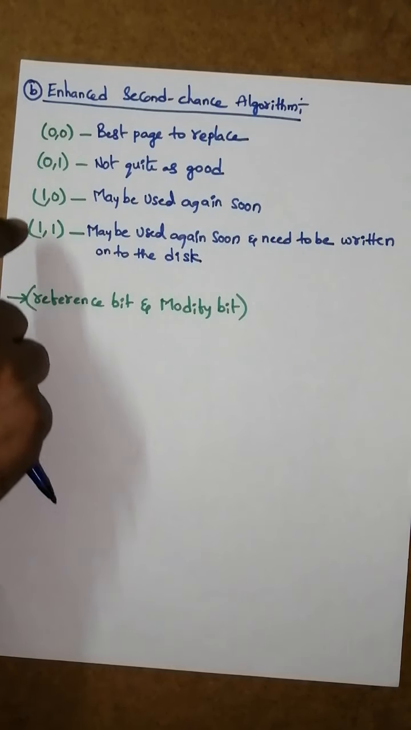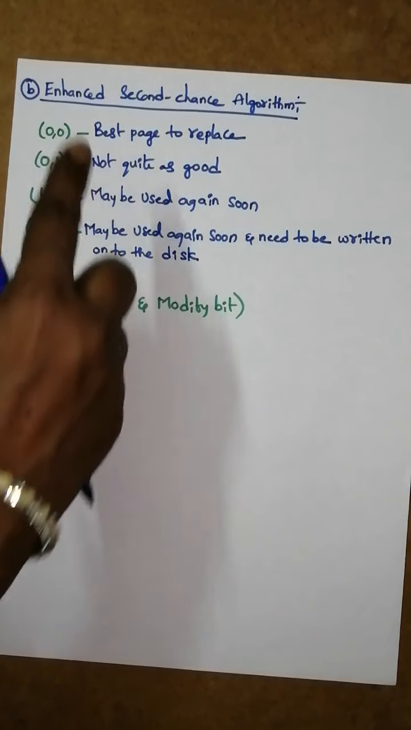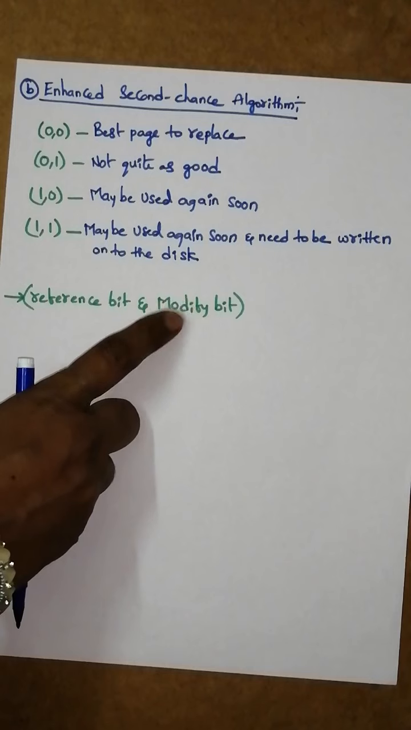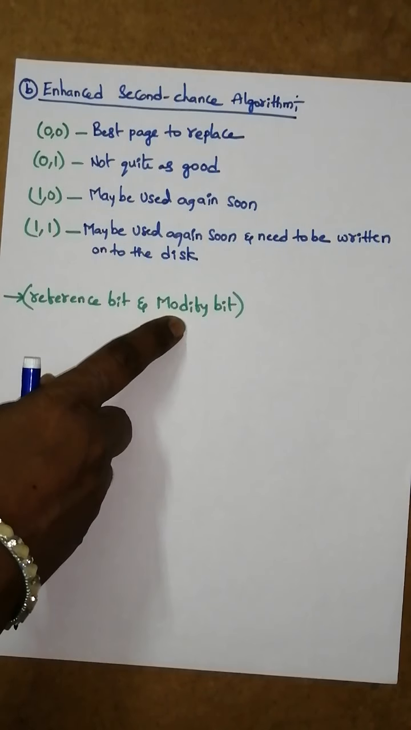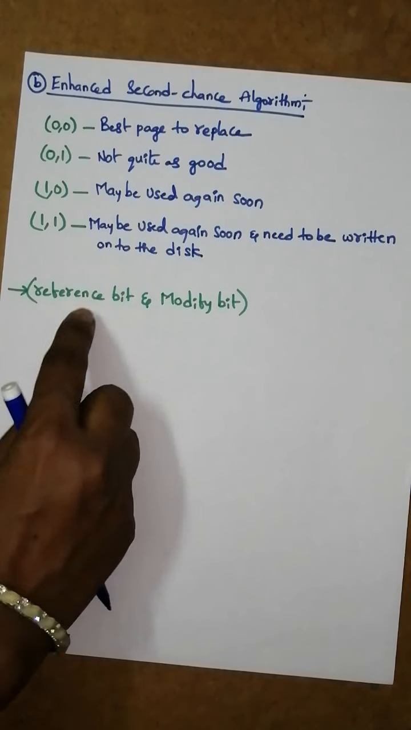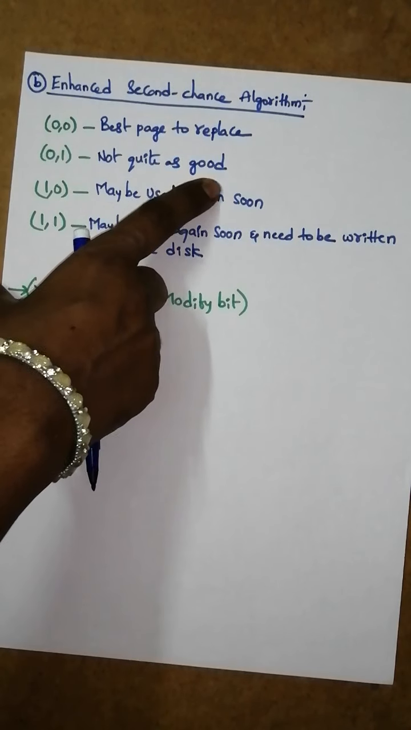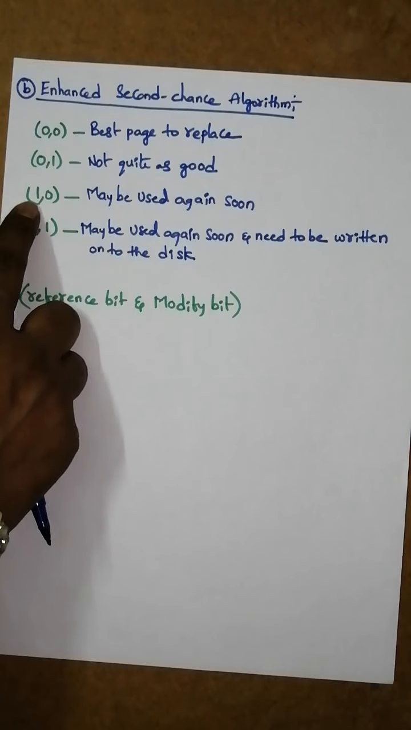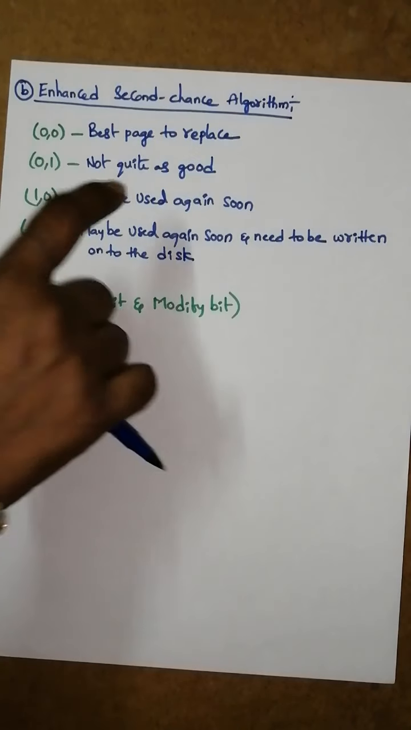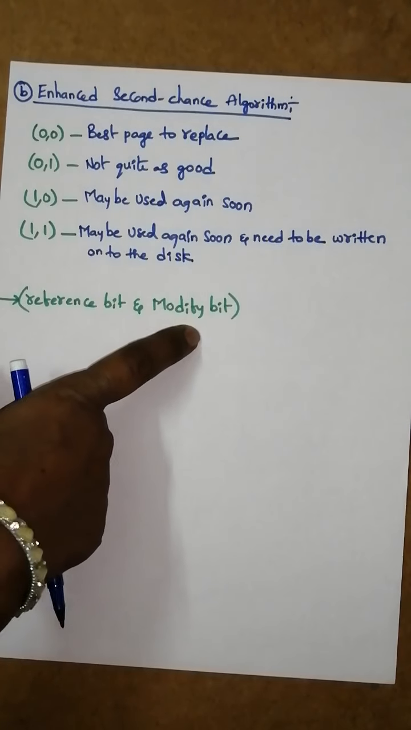Now just see here, all of you. If the reference bit is 0 and the modify bit is 0, that is, if the pair is 0 and 0, it means that reference bit 0 is not used, and modify bit 0 means it is not modified. So not used and not modified means this is the best page to replace. Next is 0 and 1, which means it is not used but it is modified, so it is not quite as good to replace. Next, similarly 1 and 0 means used but not modified, so it may be used again soon, so don't replace such a page. Similarly 1, 1 means it was used and it was modified.